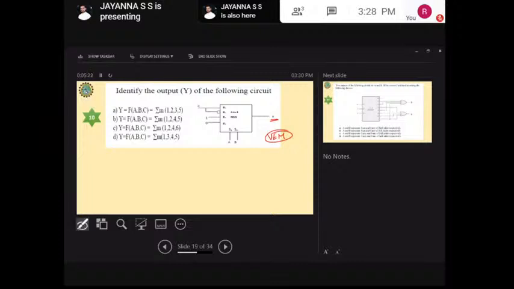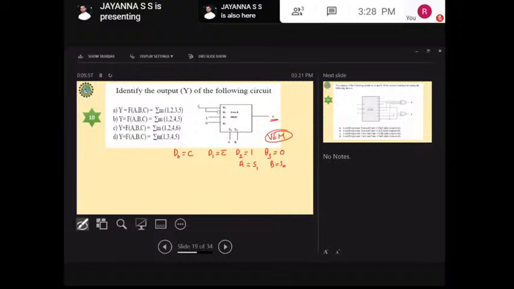Here I can write that D0 equal to C, D1 equal to C bar, D2 equal to 1, and D3 equal to 0, where A equal to S1 and B equal to S0. Okay, fine. So first, if I give 0, 0 here, then I'm getting C here. This D0 line will be selected. If I give 0, 1 here, this D1 line will be selected.